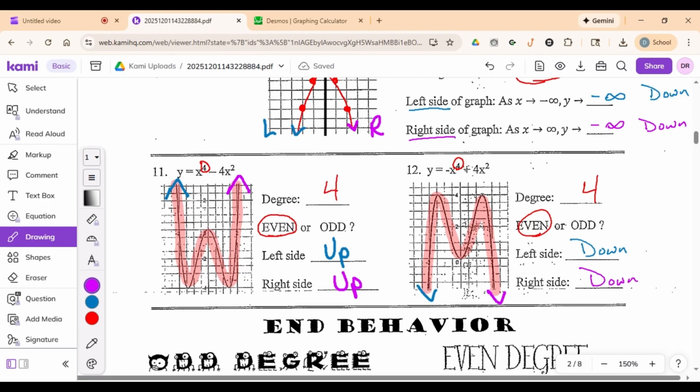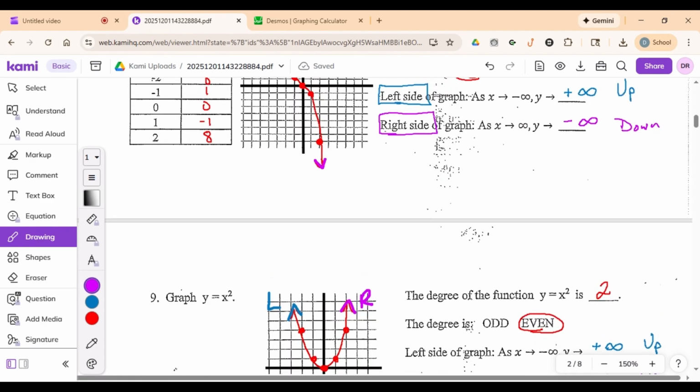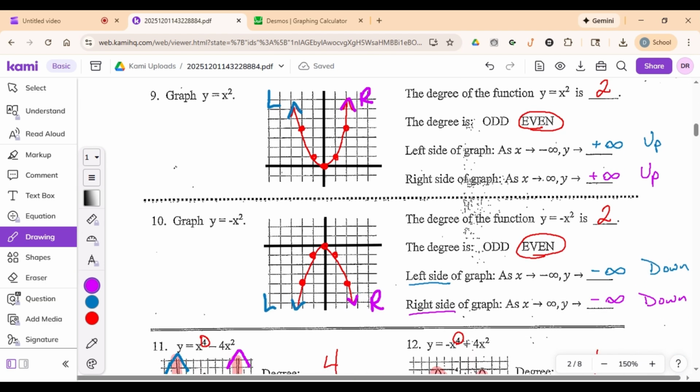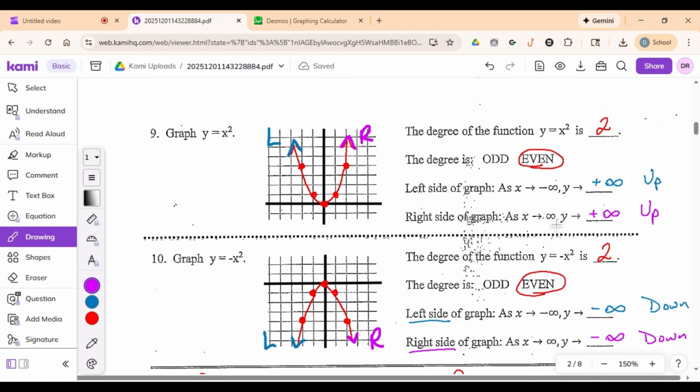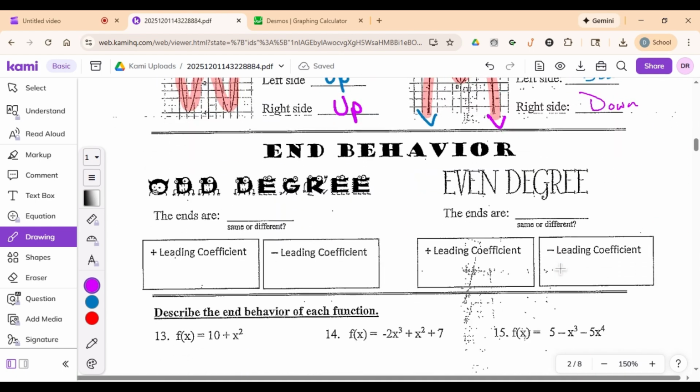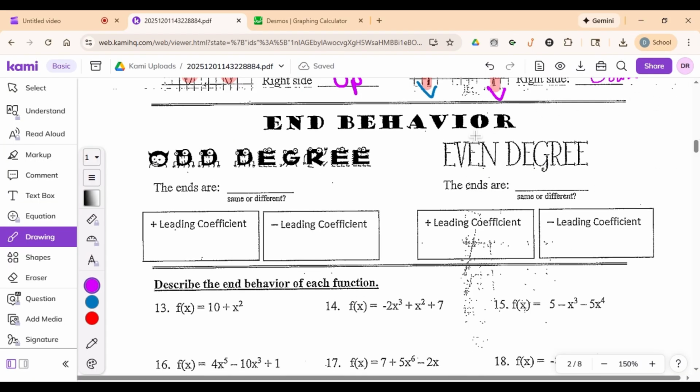Okay, so that's our overall goal. So let's see if we can wrap this up. Notice all of these graphs on this side of the page, the left and the right were doing the same thing. They're either both pointing up or both pointing down. Well, that is what happens when we have an even degree. So I'm going to hop over here. For the even degree, we're going to say that the ends are doing the exact same thing. They are the same.